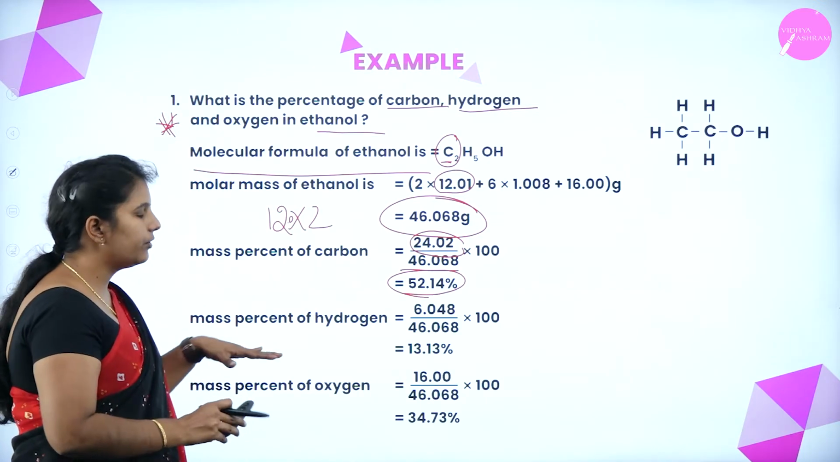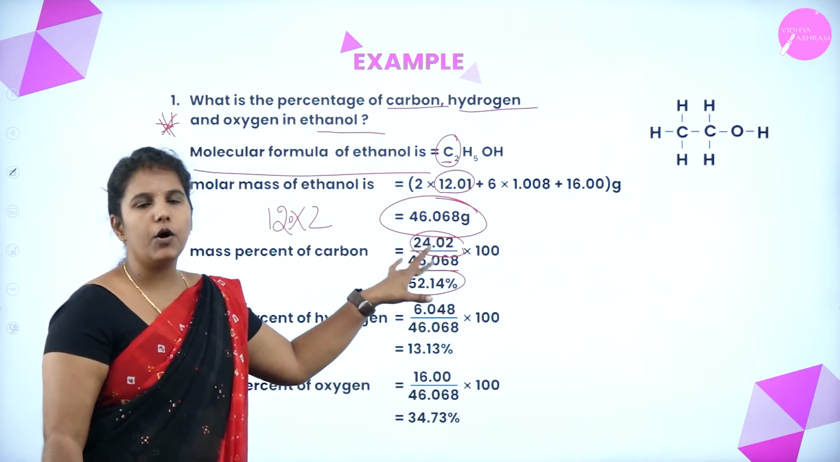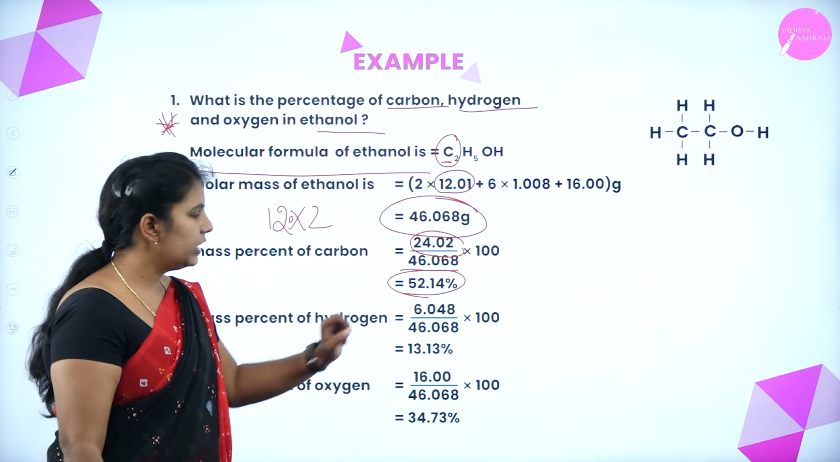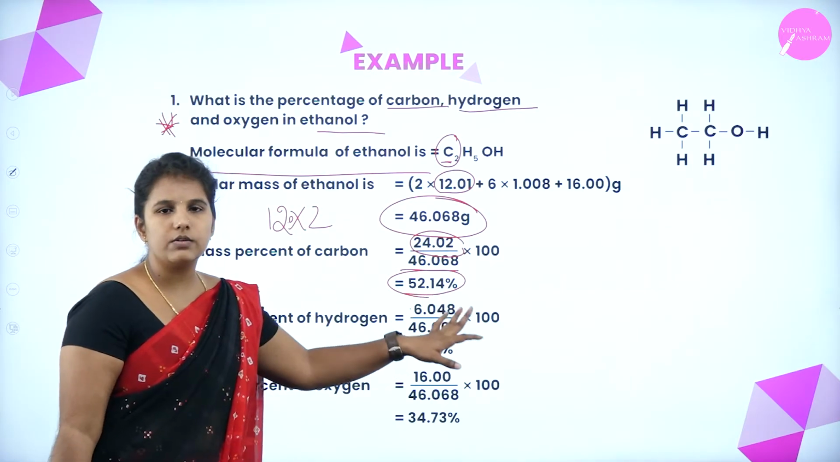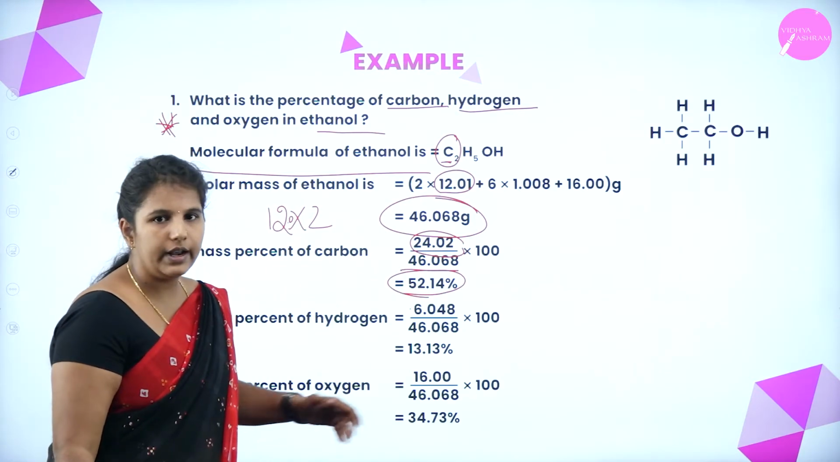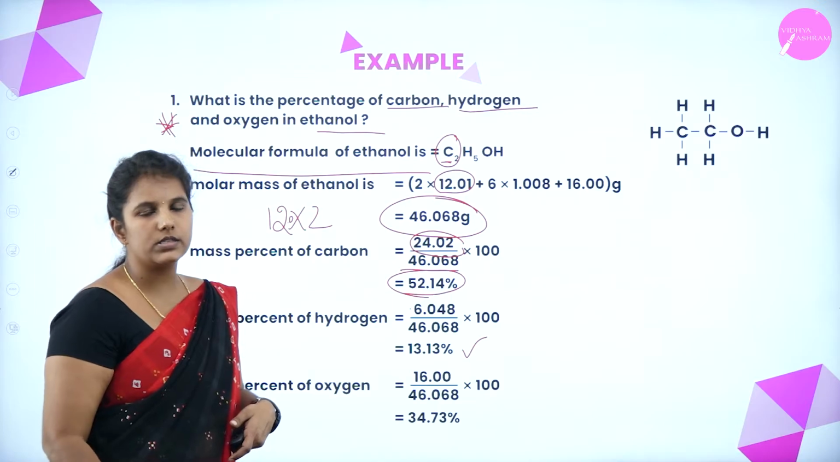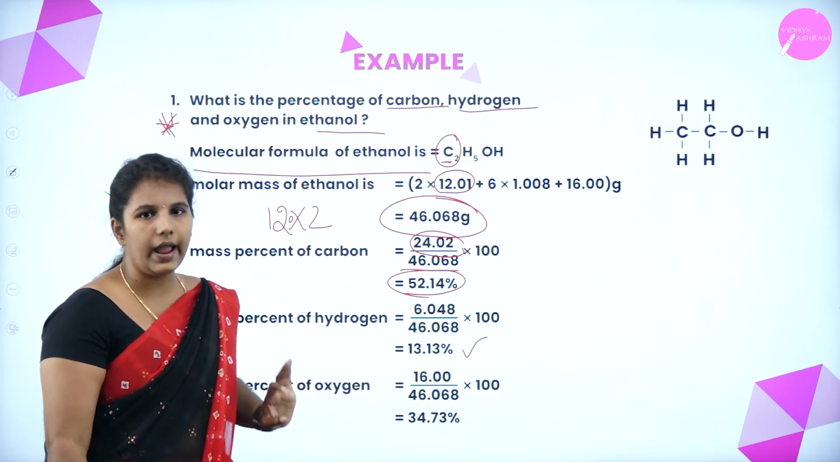Then coming to the hydrogen. So what is the atomic mass of the hydrogen? 1.008 into 6. If you multiply this, you will get 6.048 divided by the molar mass of ethanol into 100, and you will get 13.13%. So this is the percentage of the hydrogen which is present in ethanol.